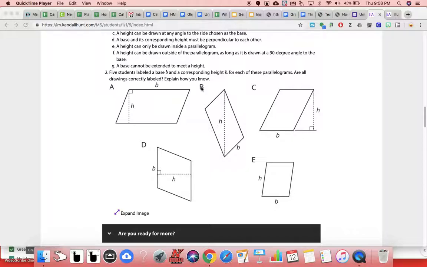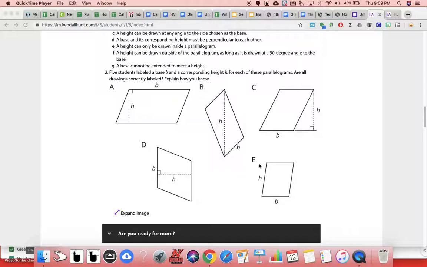B is false. How do I know this? The base does meet the height, but there's no 90-degree angle mark, meaning it is not a straight line from the base. It would have to go from this base, extended, and up to the height of the opposite base. C is true. The base has been extended to meet the height at a 90-degree angle. D is true. The base meets the height at a 90-degree angle at its opposite side.